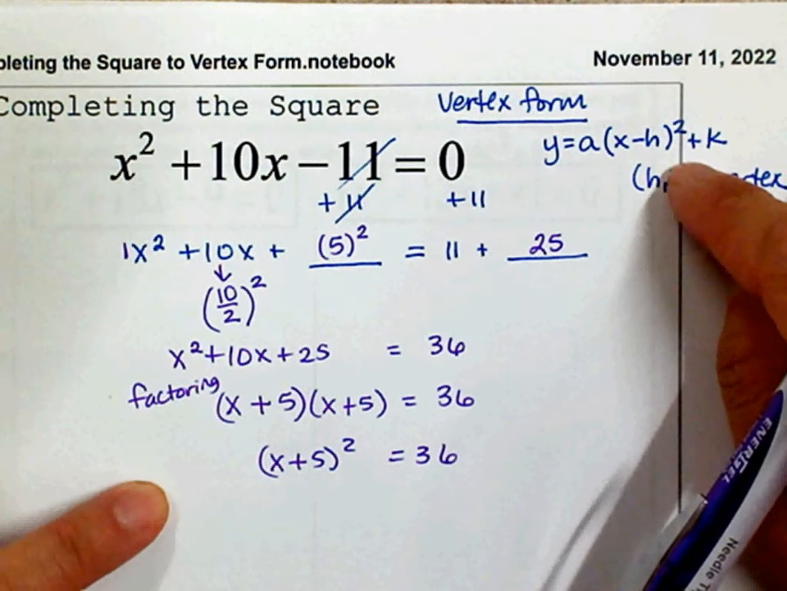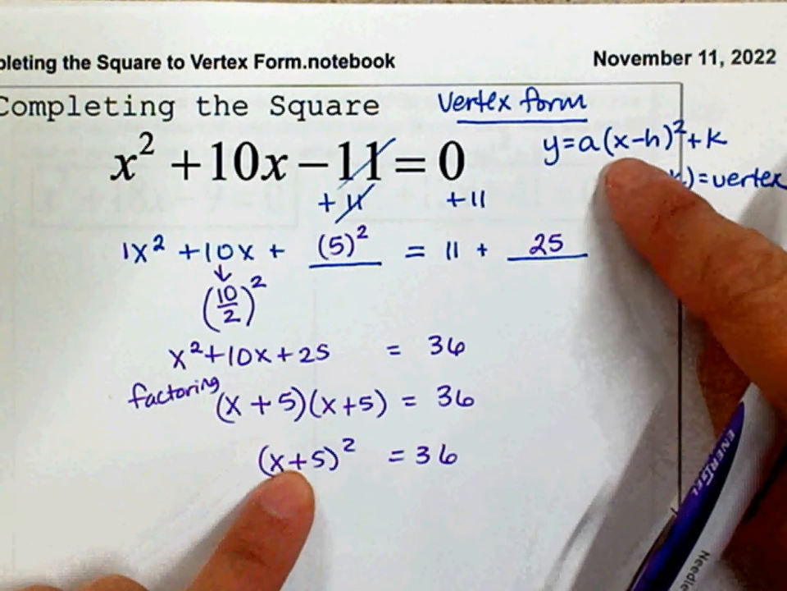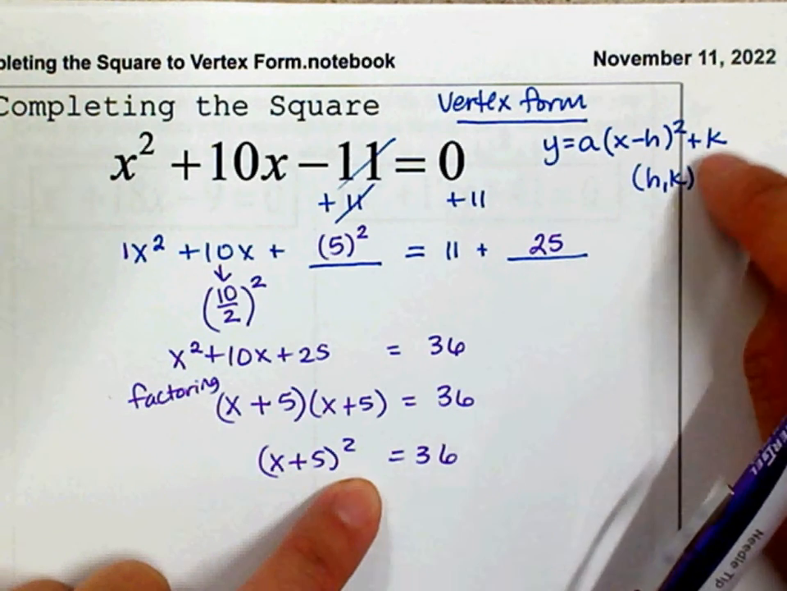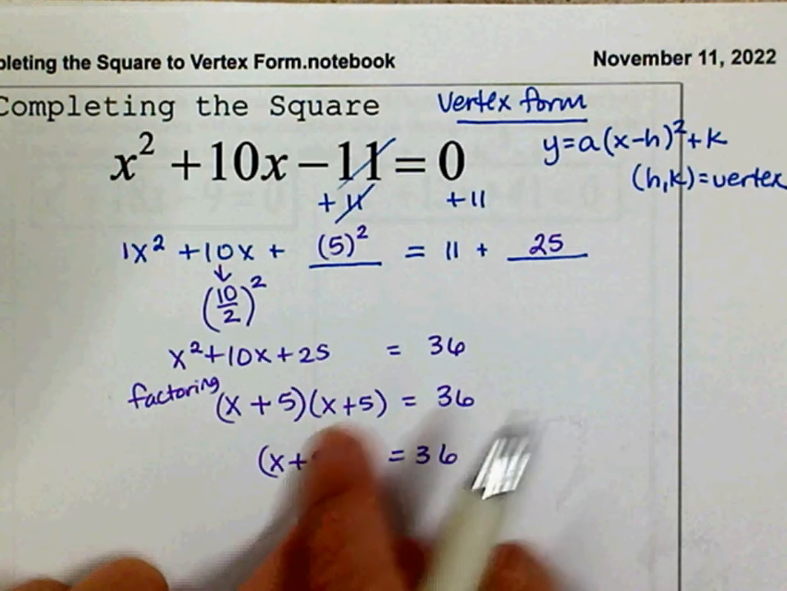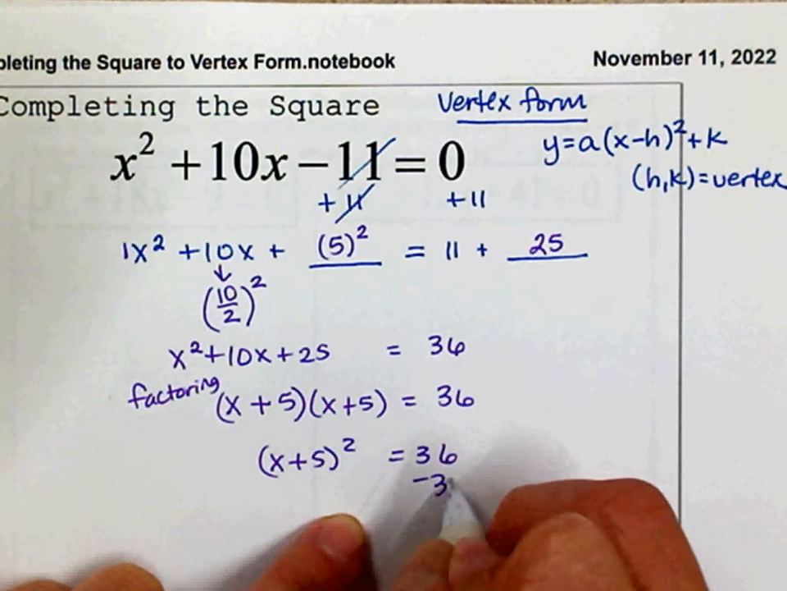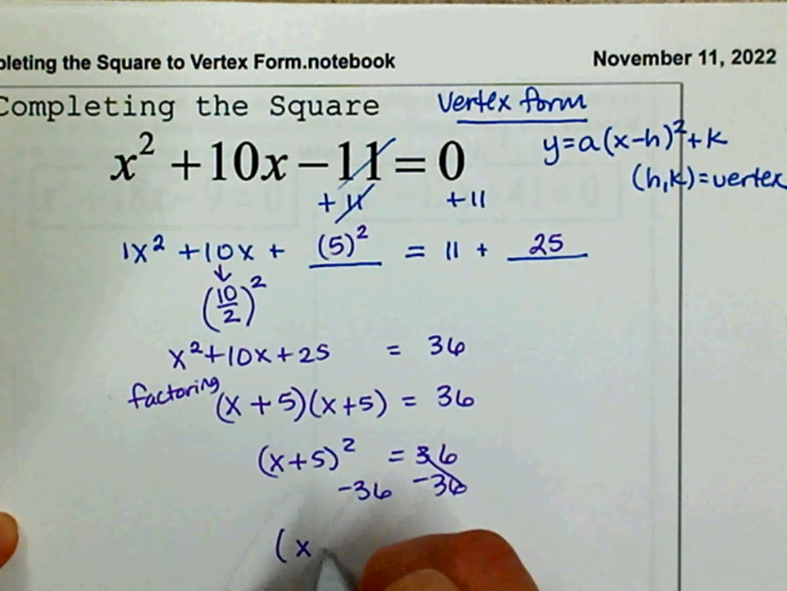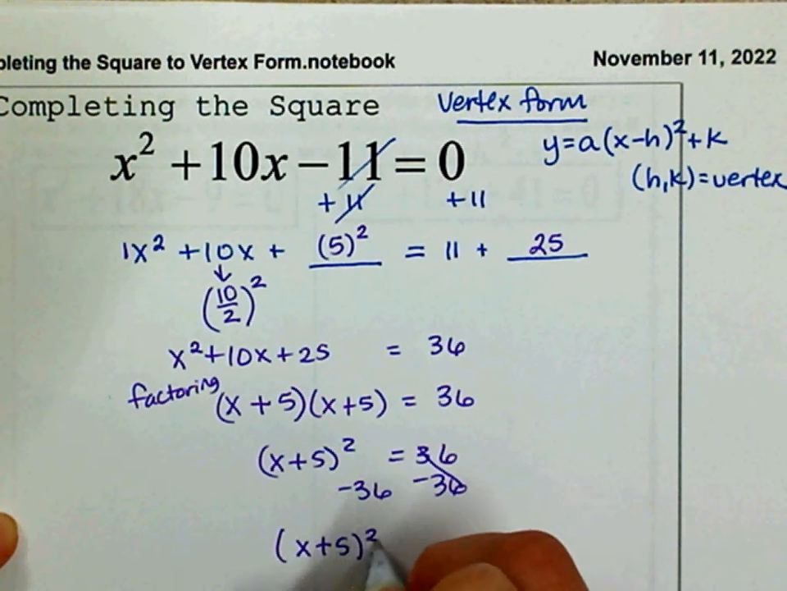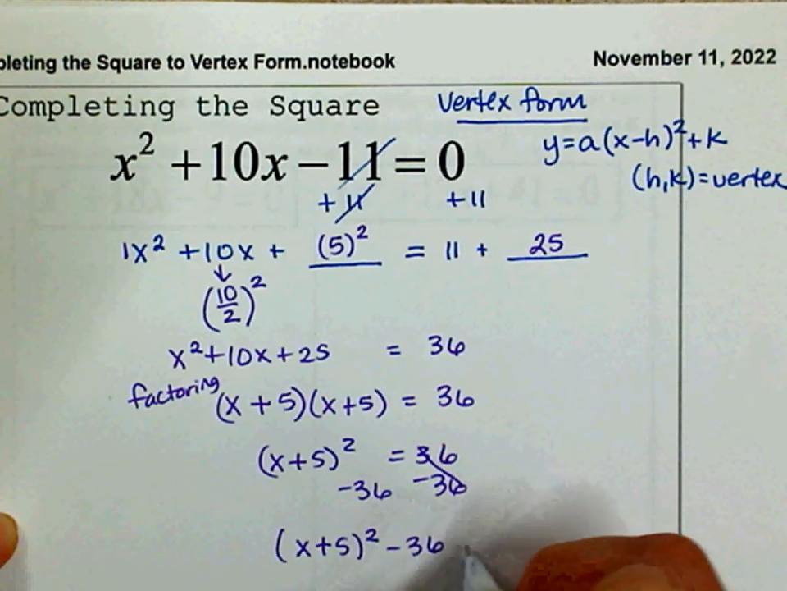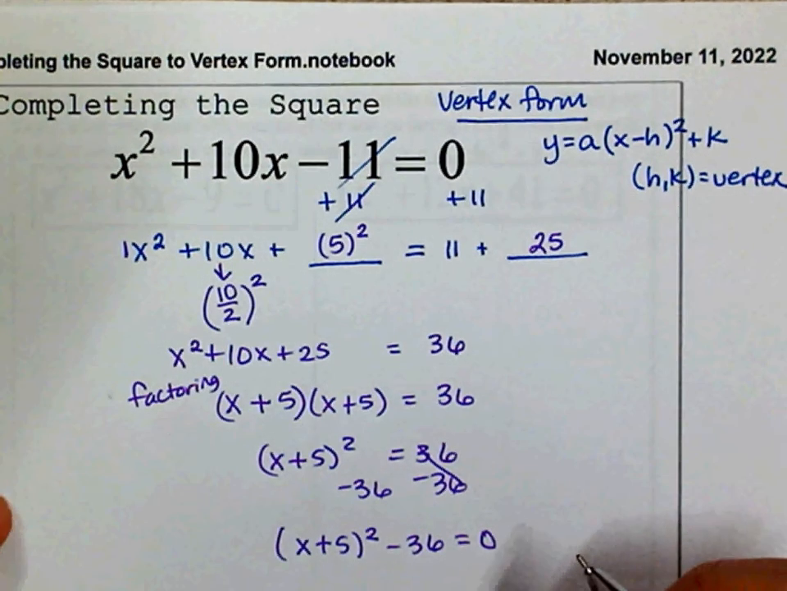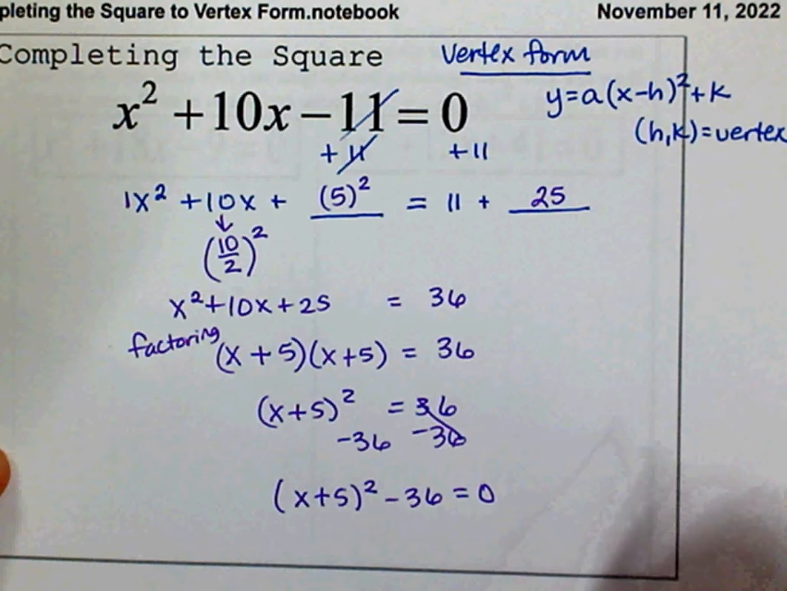Do you see how it looks like x minus h right here? But I'm missing a k. There's your k. How am I going to move this over to make it a k? Subtract 36 from both sides. So now you have x plus 5 squared minus 36 is equal to 0. Okay? And here is your vertex form.